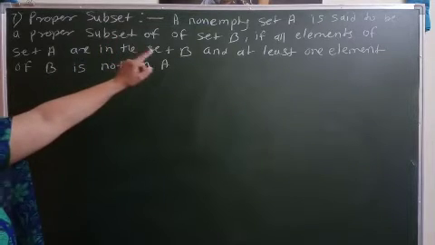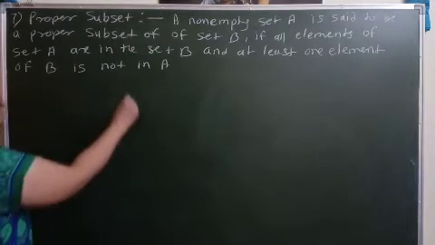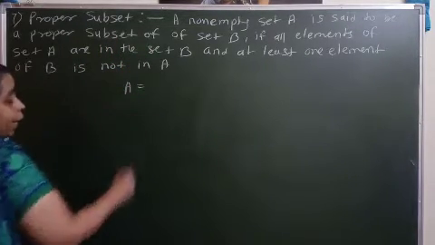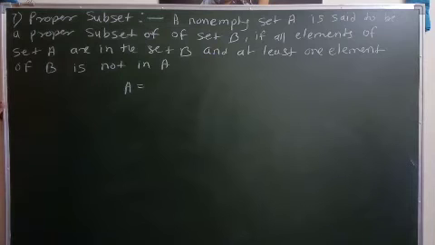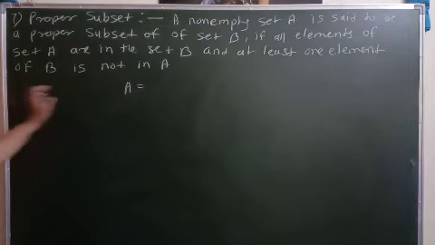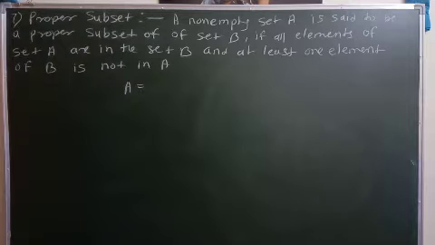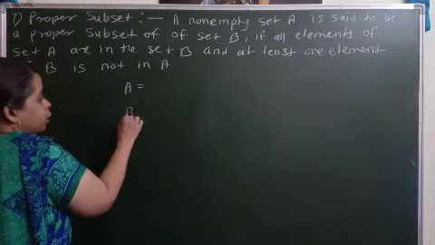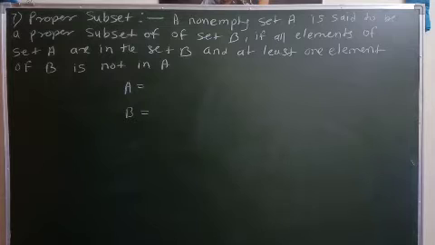So a non-empty set A, first condition is your set A is a non-empty set, means at least one element is present in this set A. So non-empty set A is said to be a proper subset of set B. Now we can take again the second set B. If all the elements of set A are in set B.